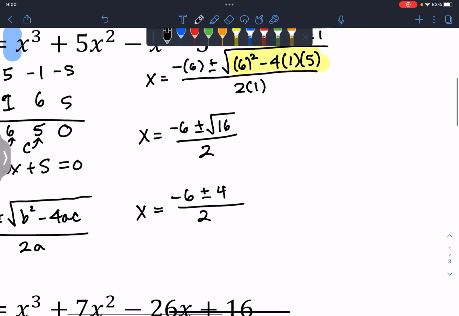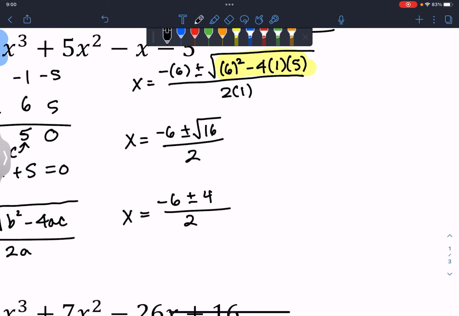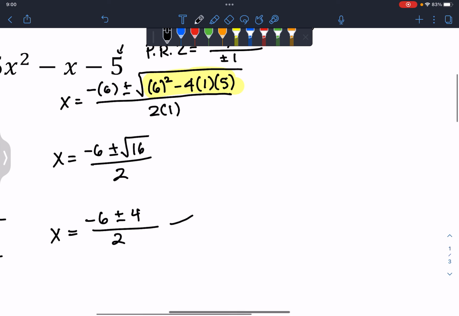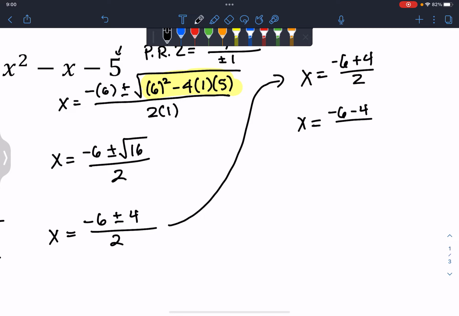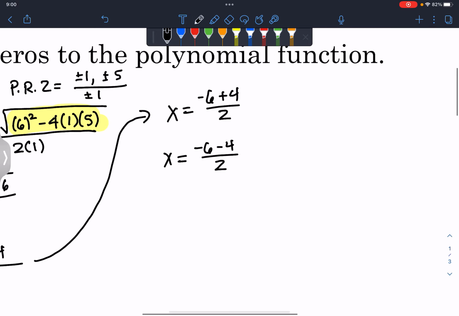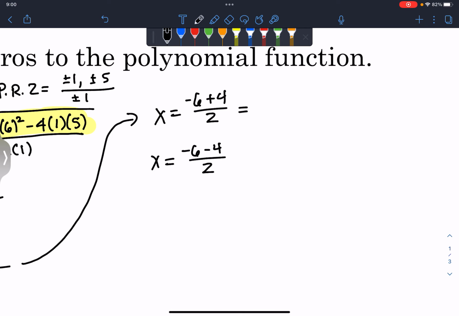And now we have our two solutions. Let me continue over here. We have two solutions. X is equal to negative 6 plus 4 divided by 2, and the other option is that x equals negative 6 minus 4 divided by 2. So negative 6 plus 4, well, that's negative 2. Divide that by 2, that's negative 1. Negative 6 minus 4 is negative 10. Divide that by 2, and that is negative 5.